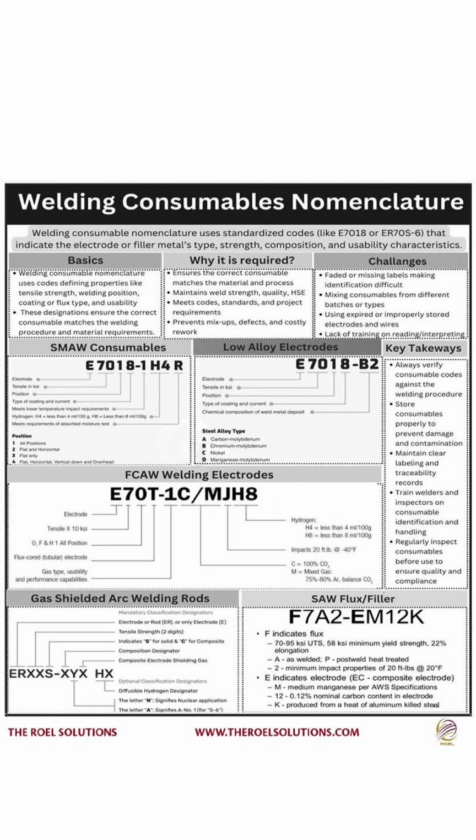Segment 4. FCAW wire nomenclature, example E71T-1. For flux cored arc welding, let's take E71T-1. E: electrode. 71: 71 ksi tensile strength. T: tubular wire. 1: all position usability. Suffixes indicate shielding gas and impact properties.